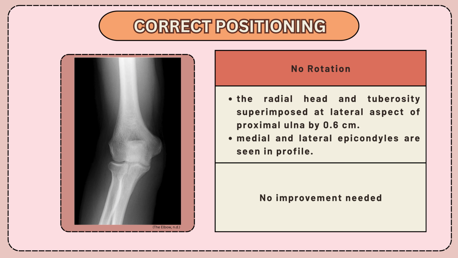This is the correct positioning of no elbow rotation. We can see that the radial head and tuberosity is superimposed at lateral aspect of proximal ulna by 0.6 centimeters, and the medial and lateral epicondyles are seen in profile. Therefore, no improvement needed for correct positioning.